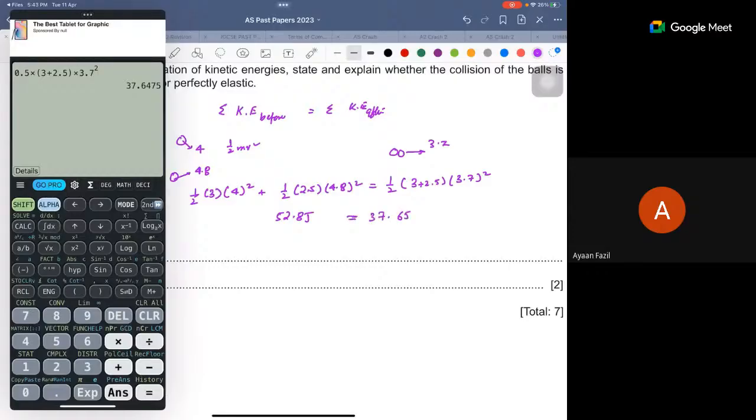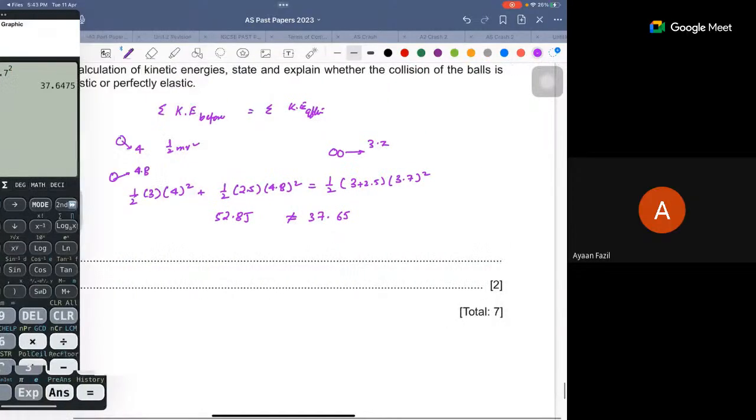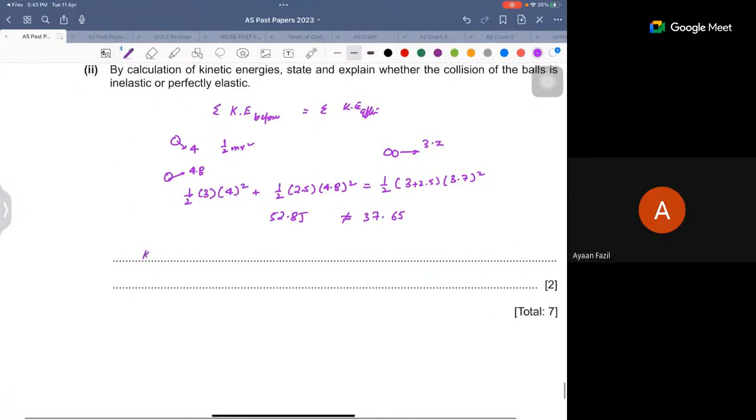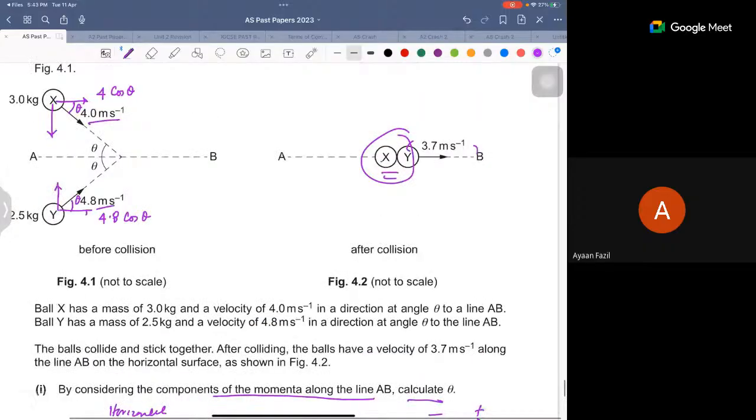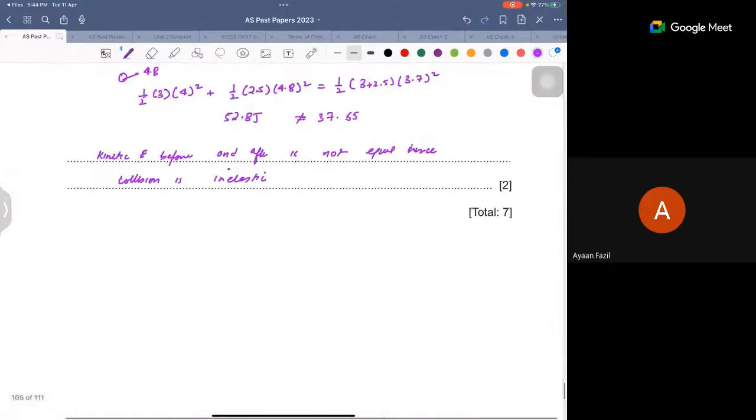So this is not equal, which means that the kinetic energy before and after is not equal. Hence, the collision is inelastic. Even in the MCQs, if you get something like this, if they stick together, they are inelastic. Don't take it as elastic. So that saves some time.